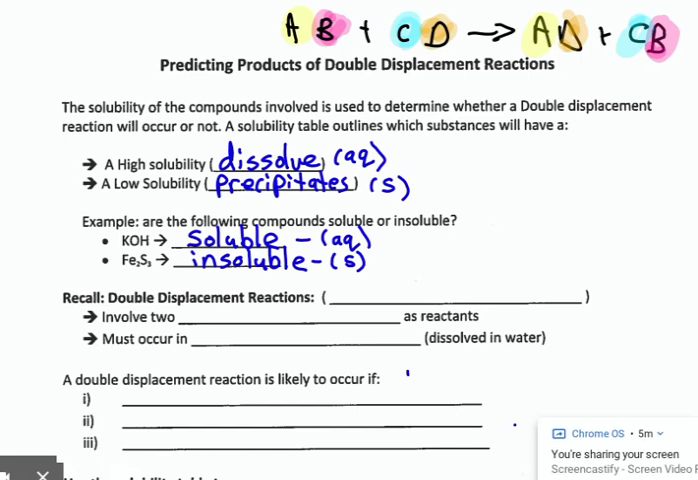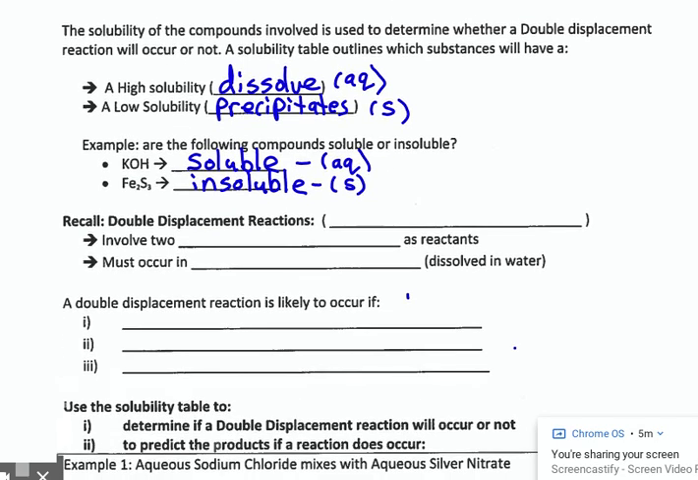All right, so now that we know how to use our solubility table, or we've been reminded of that, let's look at double displacement reactions. Remember, the general form for our double displacement reaction is AB plus CD is going to make AD plus CB. Remember that when the reactants switch partners, the products still have to be ionic compounds. So one of them has to be the metal and one of them has to be the non-metal. That's how you know what the products are.